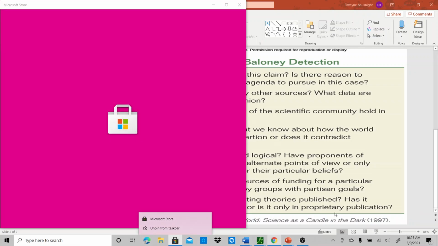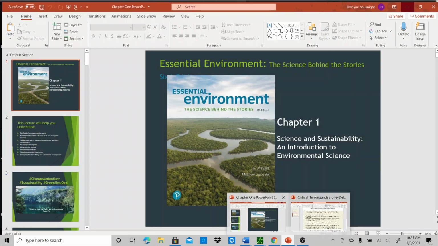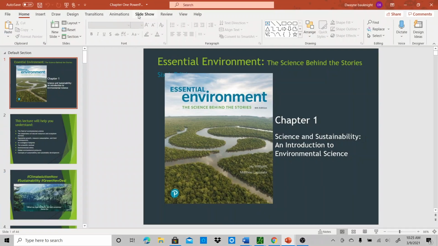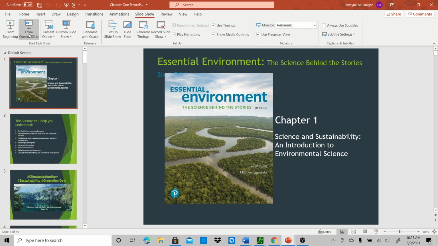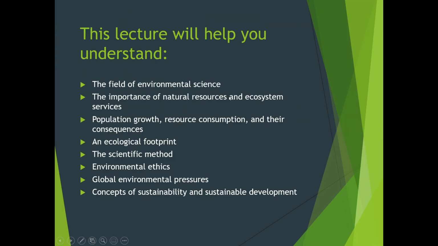Okay, so let us get into the PowerPoint for this first chapter. Like I said, this is what your book looks like, The Essential Environment: The Science Behind the Stories. You don't need any of the extra supplementals for that. And we're going to go over chapter one today.